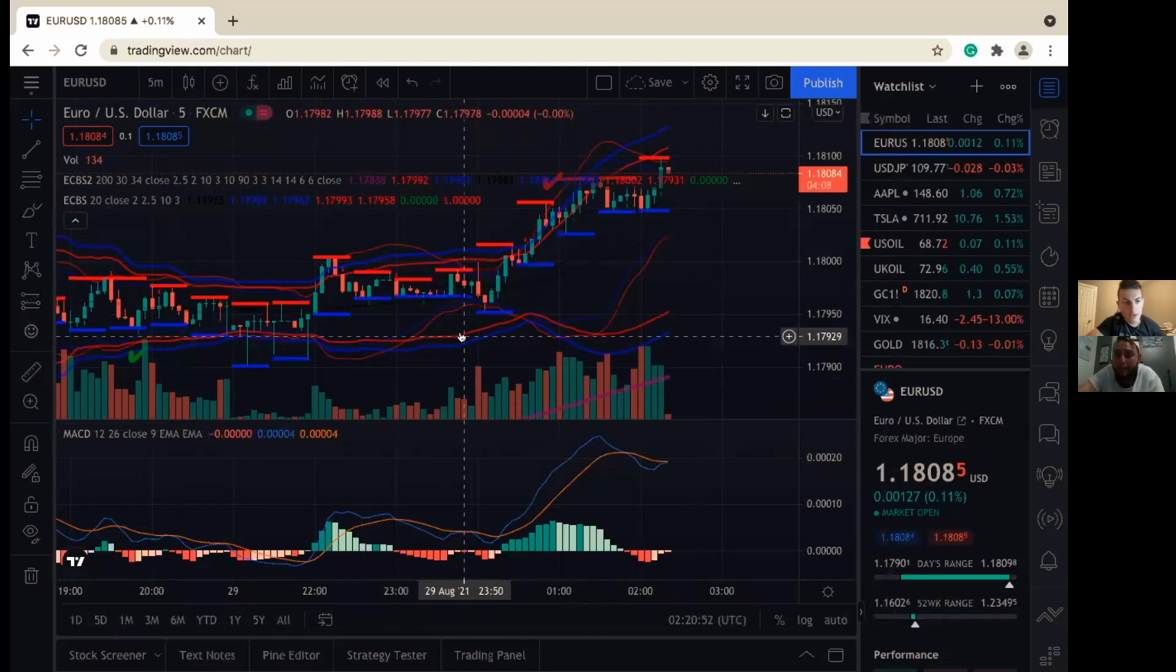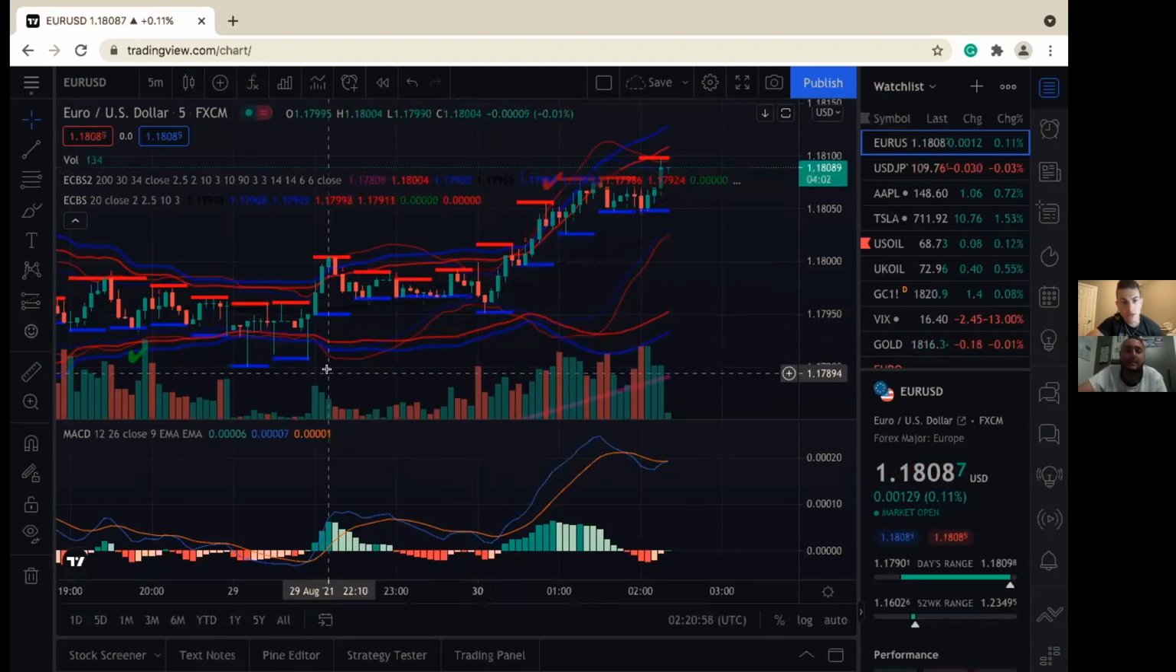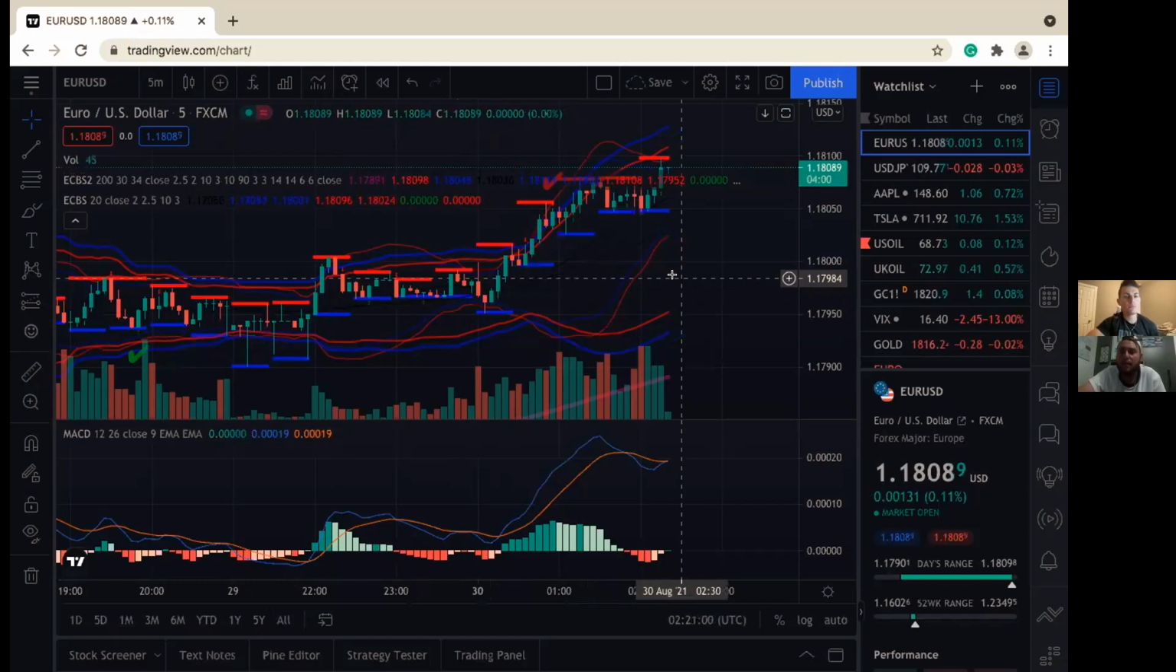You're gonna have to get out of or cancel the volume one before you add the MACD. Yes, true. If you guys have the volume, it doesn't count as a strategy. Volume doesn't count as a strategy. Yeah, ECBS, and then MACD. The volume doesn't count as a strategy.